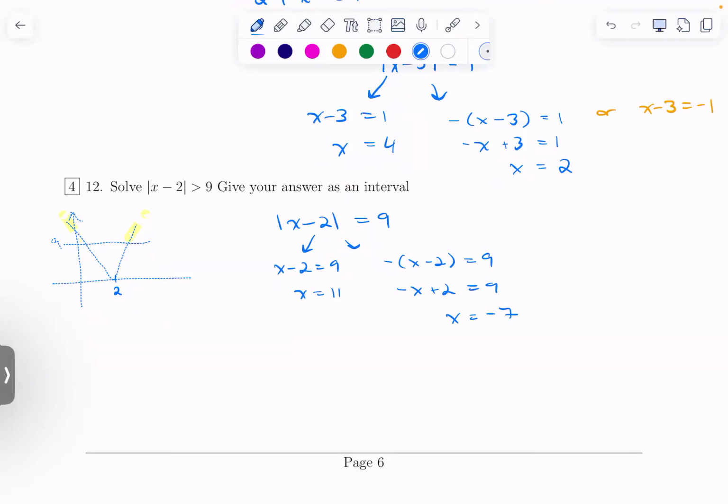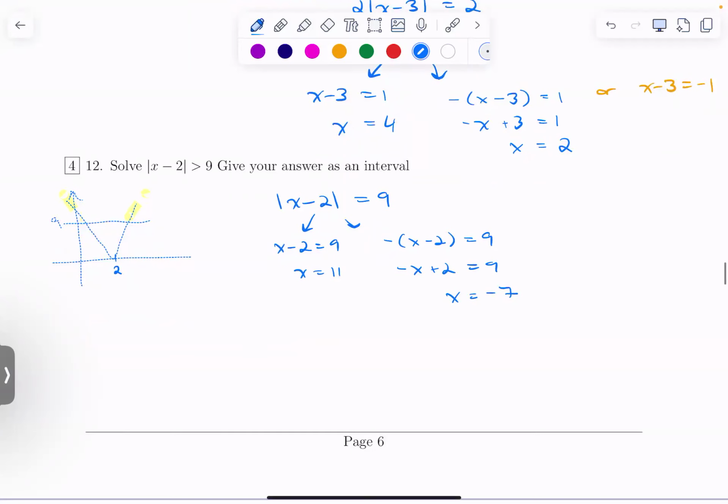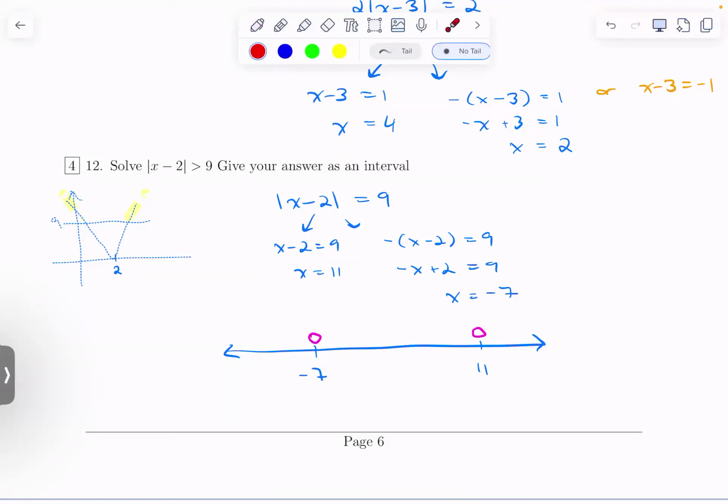That's where a transition is going to happen, right? From being less than 9 to being greater than 9, one way or another. So what we can do is pick some test points, negative 7 and 11. That's where it's equal to 9. We already know that our answer will not include these points, but the answer is either going to be from here to here, and from here to here, or between these two, right? Because there's going to be a transition.